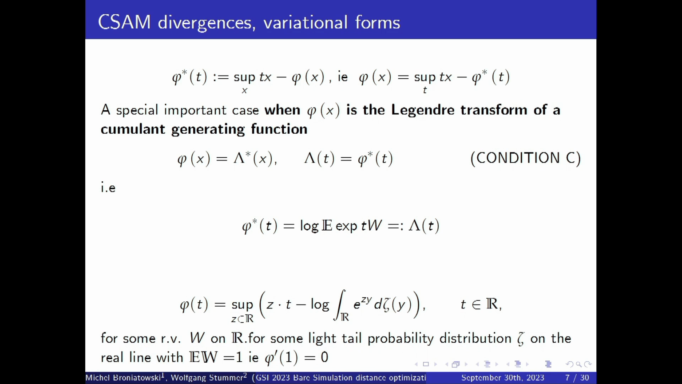And the setting is the following. When phi allows for this characterization, that means that when phi is the Legendre transform of the cumulant function for some random variable w, then it happens, for reasons we will see just now, that we are able to build up this sequence xn. So what does that mean? That means that we introduce a random variable w, and we assume that phi is the Legendre transform of lambda, which is the log of this quantity.